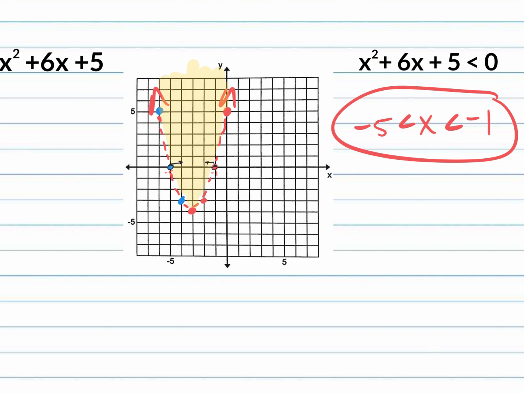So we didn't have to really do math. You graph it and then understand that this guy is shaded between the -5 and the -1. The area is between it. So it's a compound inequality, smaller number on the left, bigger number on the right, x in the middle with less than symbols. Smaller, bigger, x in the middle with less than symbols.